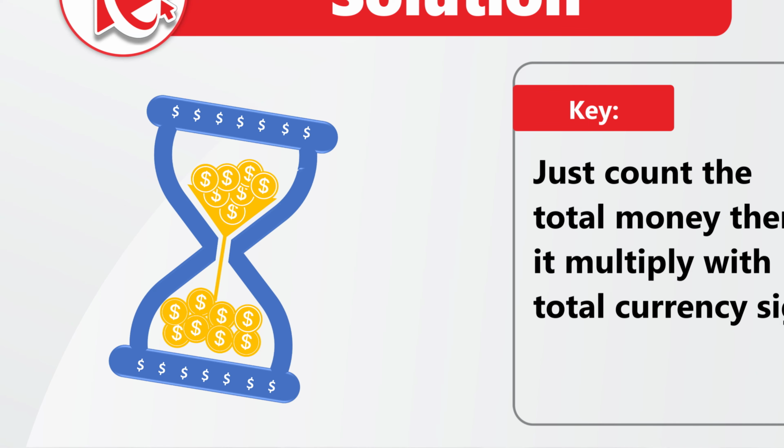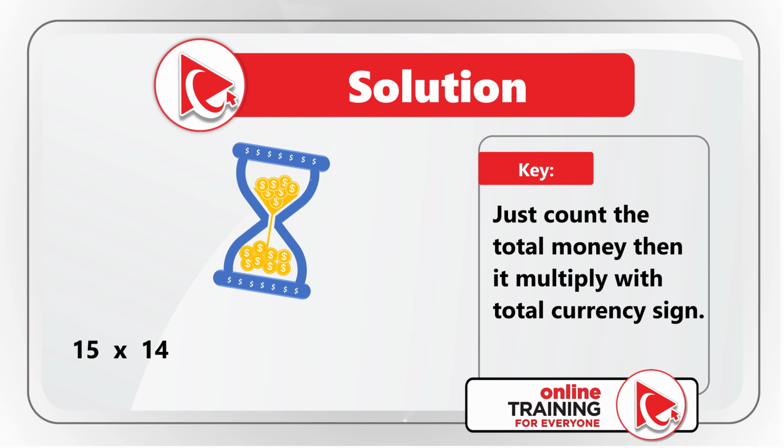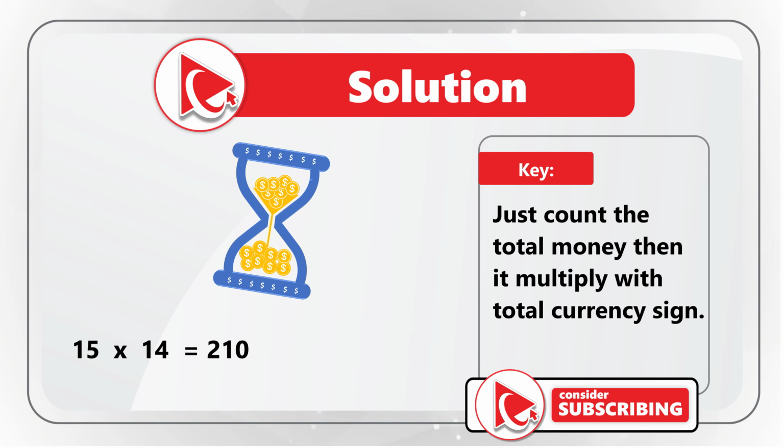There are 8 coins at the bottom. Let's count them. 1, 2, 3, 4, 5, 6, 7, and 8. And there are $7 signs at the top and $7 signs at the bottom. So the total calculation would be 15 coins multiplied by 14 dollar signs, and the total would be 210. So the correct answer here is choice C, 210.